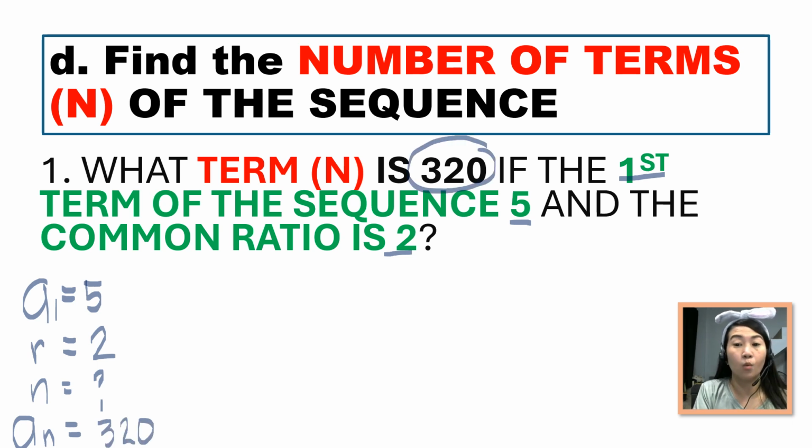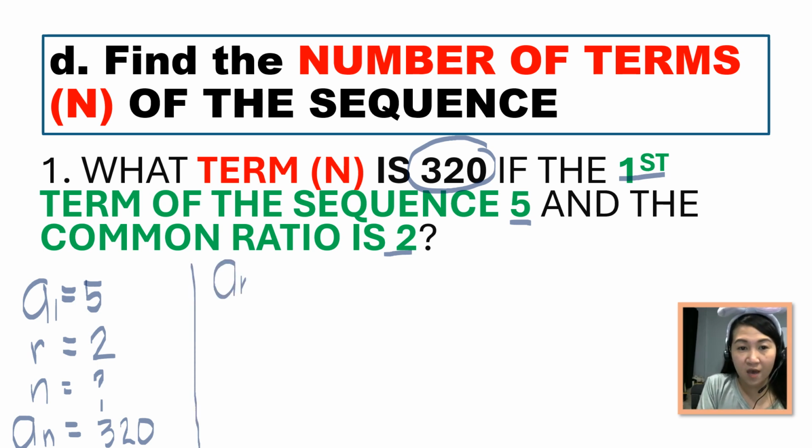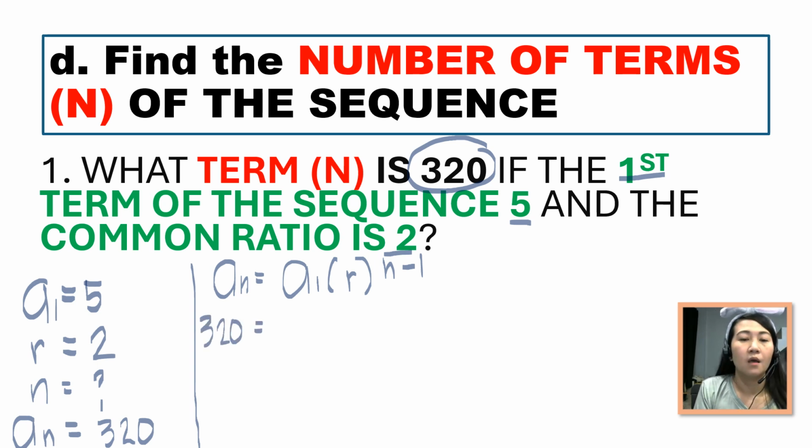Okay, step number 1. Step number 2, you have to substitute your given to the geometric formula. a sub n is equal to a sub 1 times the common ratio raised to n minus 1. So our a sub n is 320. Our a sub 1 is 5. Our common ratio is 2. And our exponent, because we don't have the value of n, so we just need to write n minus 1.